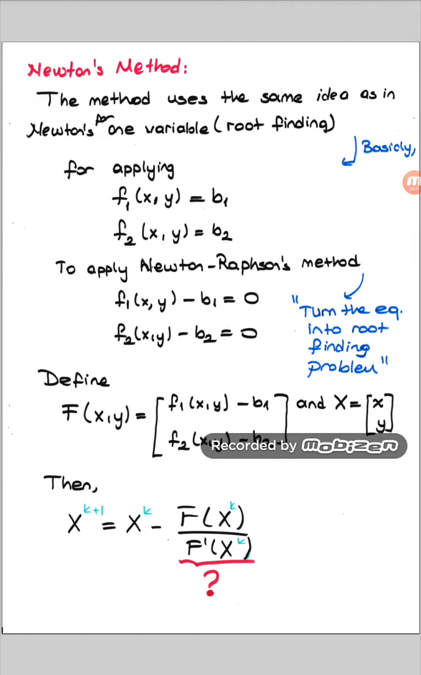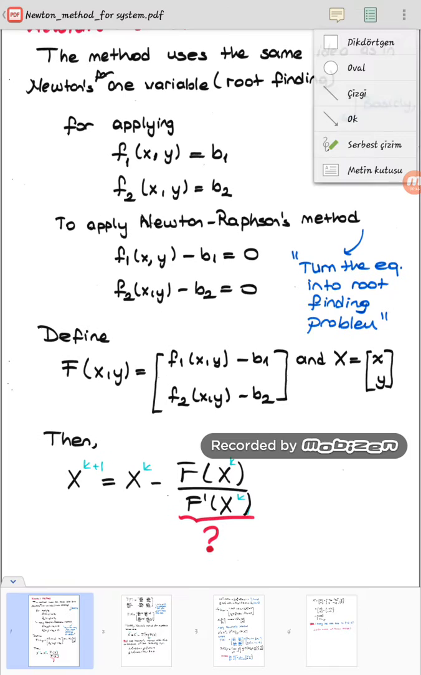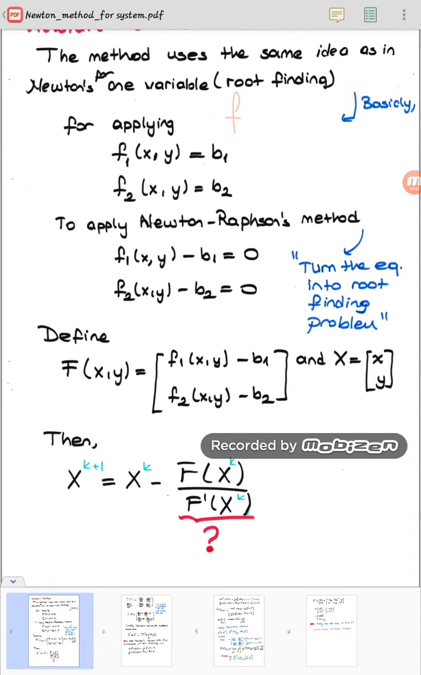Okay, welcome again. Now, Newton's method we discussed here. The method uses the same idea as Newton's method for one variable. But don't forget, guys, in the one variable case, we use the iterative process of the Newton-Raphson method for root finding. To find a root, we have a function. Let me rewrite here. We have a function f of x which gives a result of 0.